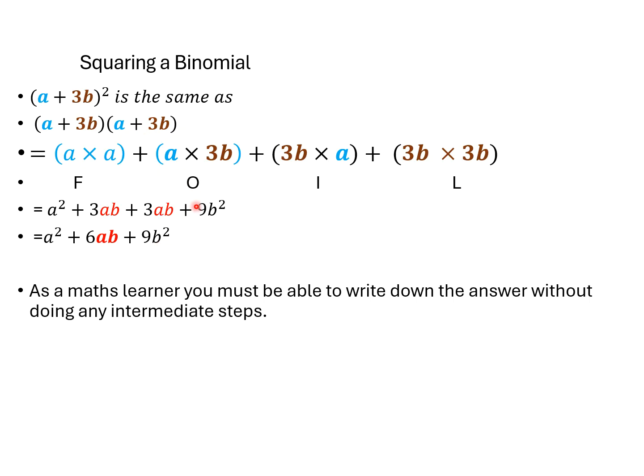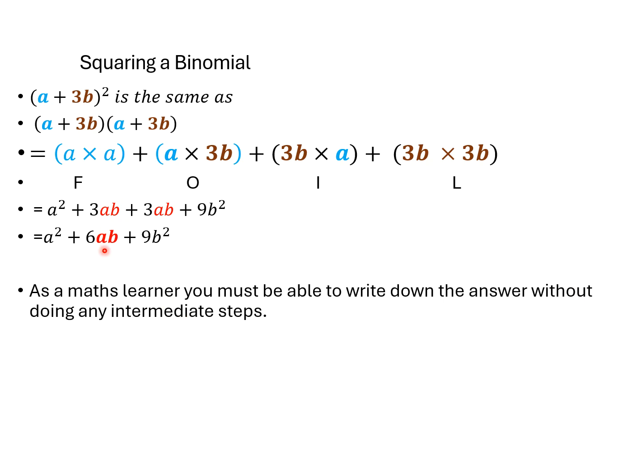Now this is the long procedure, and you're entitled to use this to get to the answer. In the exam, we will give you 1, 2, and 3 marks for the final answer. But we need to learn how to go from the first bracket given here, squaring my binomial, 2 terms in the bracket, to the final answer. So as a maths learner, you must be able to write down the answer without doing any intermediate steps. Right, so I'm going to show you the steps of how we go from here to there.